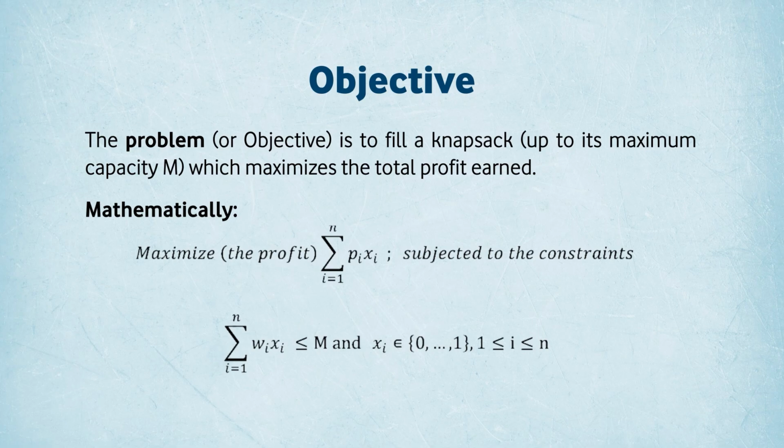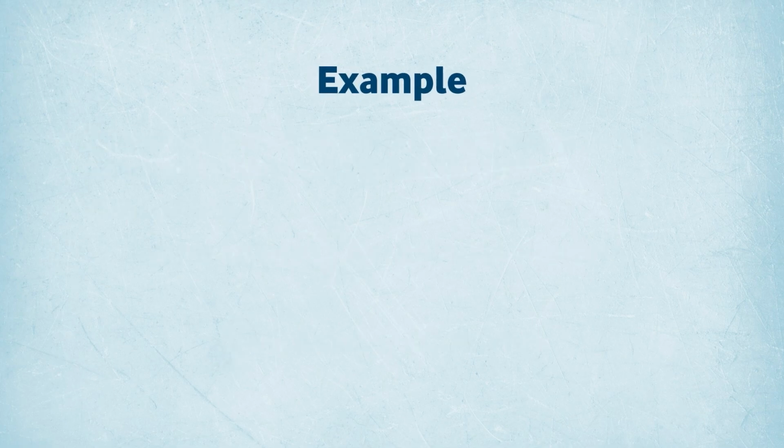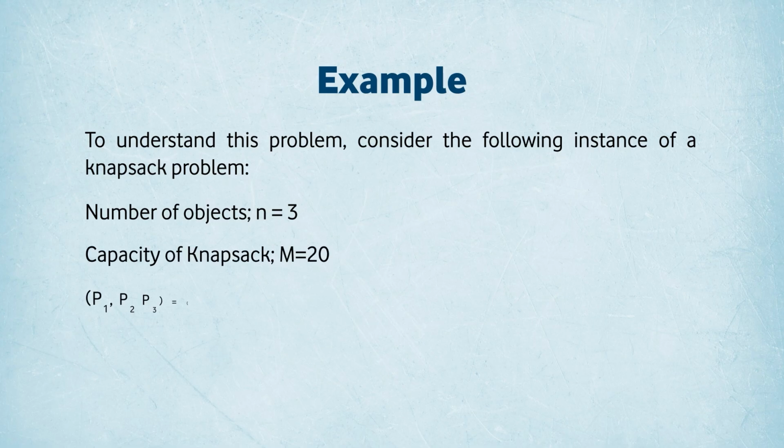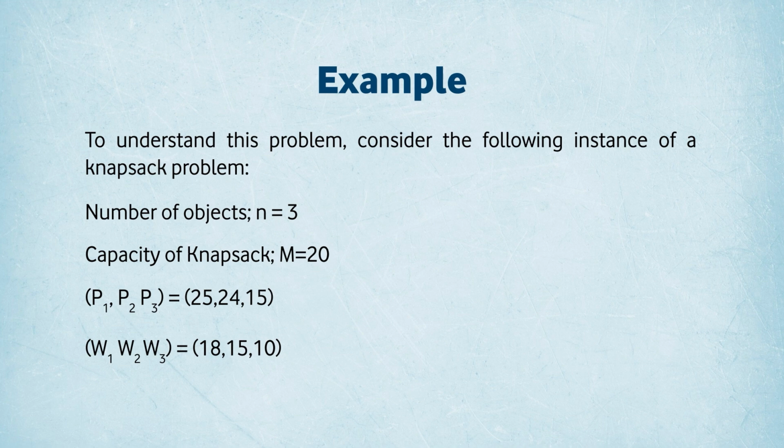Moving forward, now take an example to understand the knapsack problem. We are taking 3 objects and the capacity of the knapsack is given as 20. The profits P1, P2, P3 associated with each item are 25, 24, 15, and the weights W1, W2 and W3 are 18, 15 and 10.